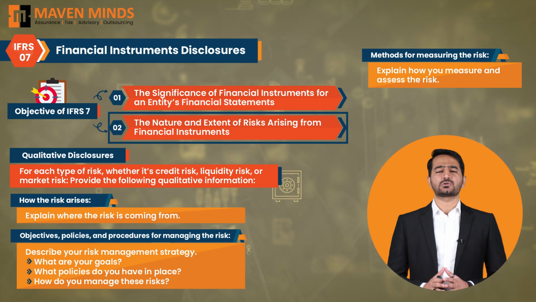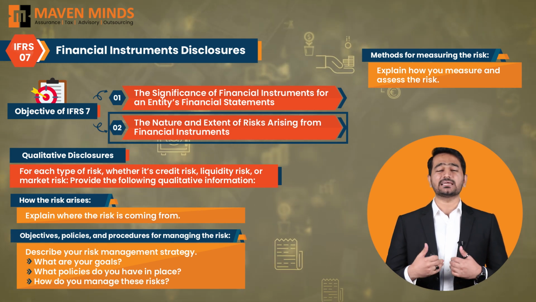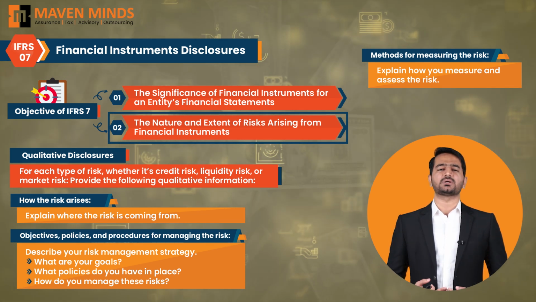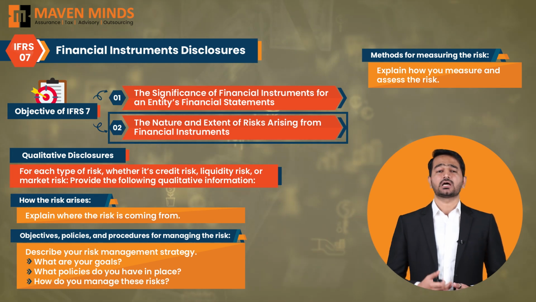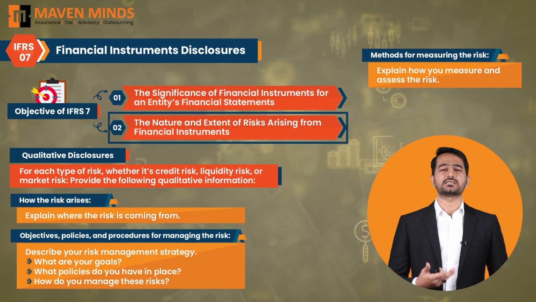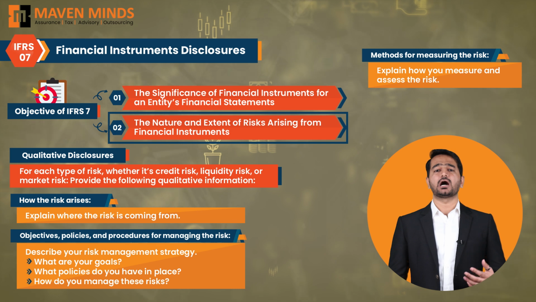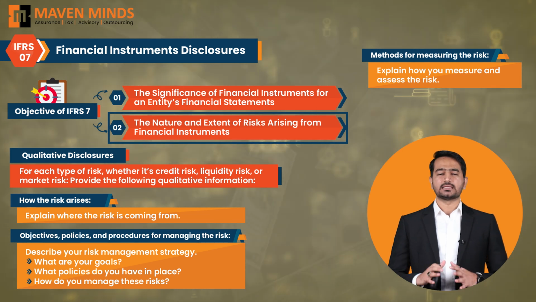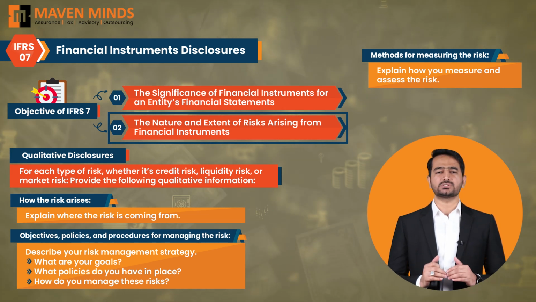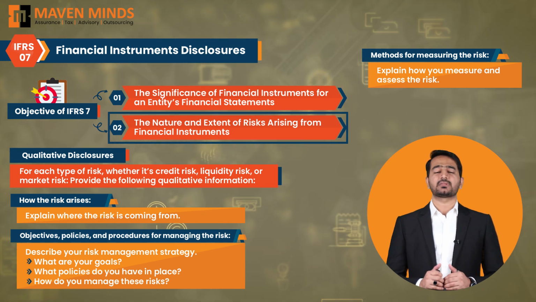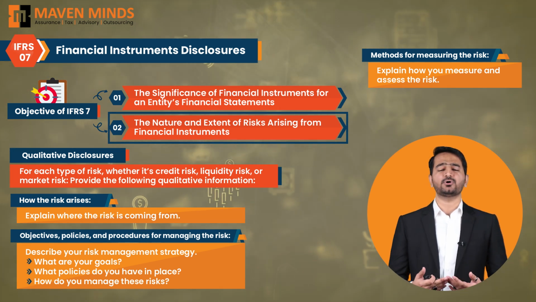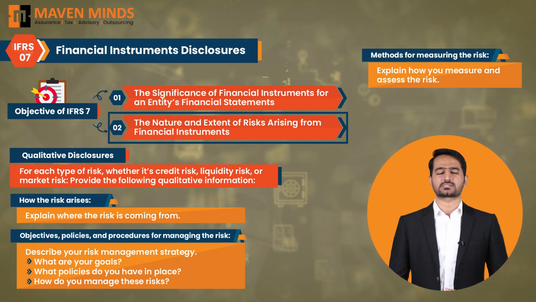So qualitative disclosures are all about telling the story of your risk management. You need to describe how the risk arises, how you manage the risk through policies and procedures, and how you measure the risk. These disclosures give users insight into your company's risk exposure and the strategies that you have put in place to mitigate those risks.